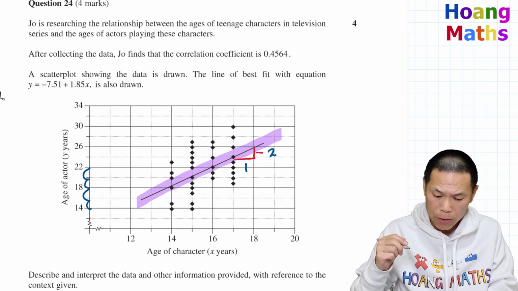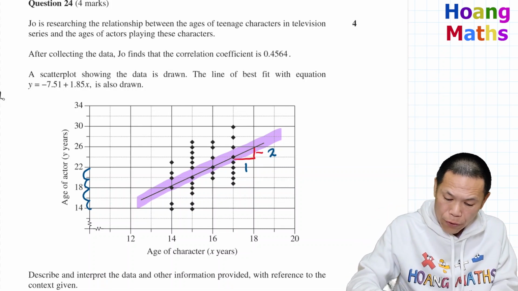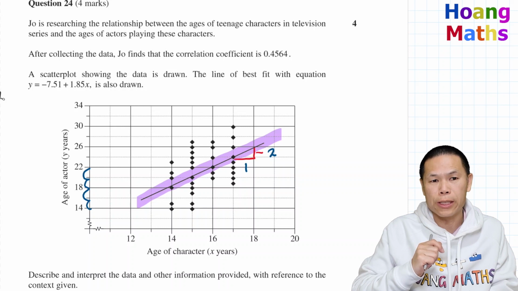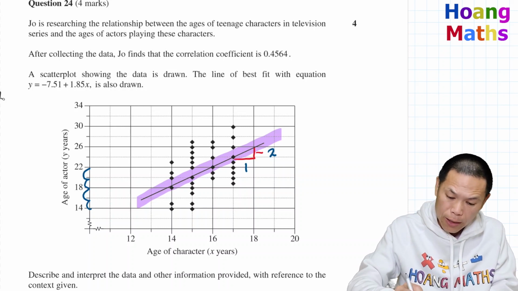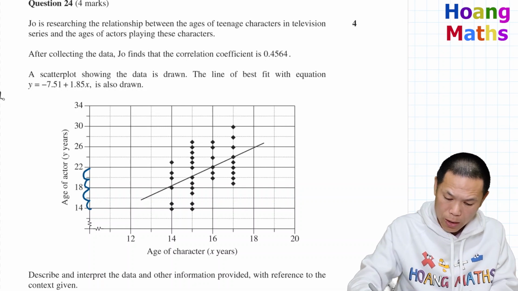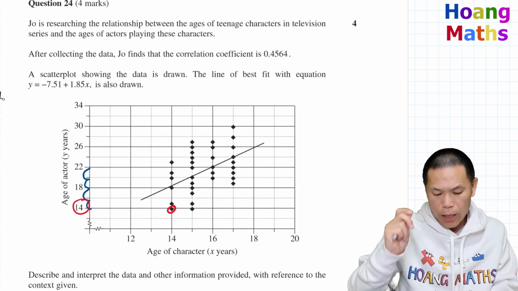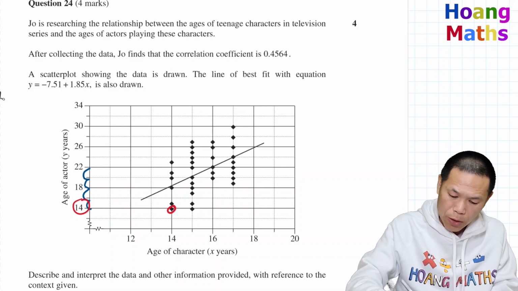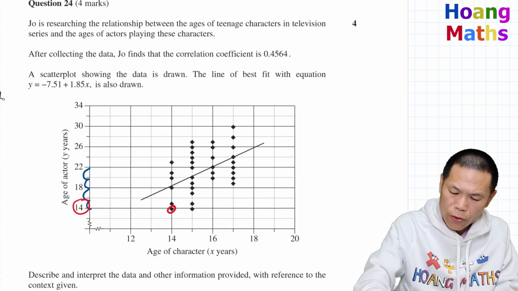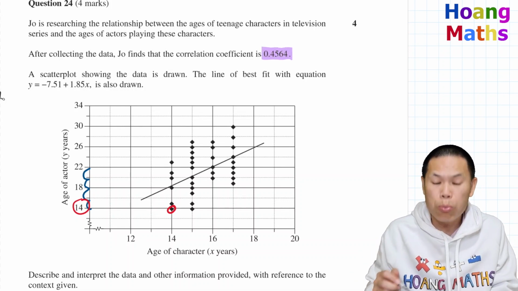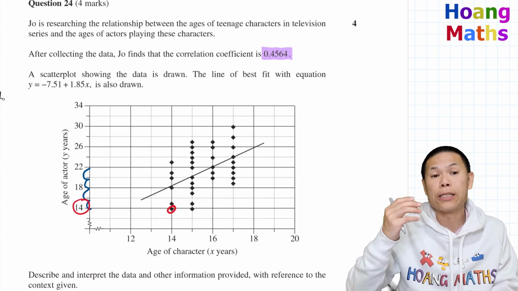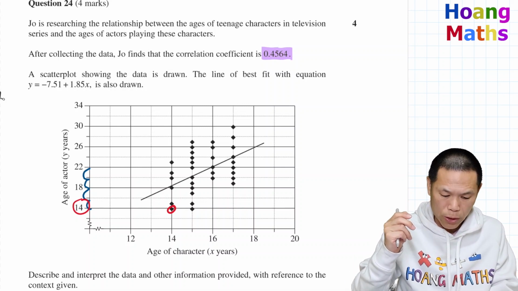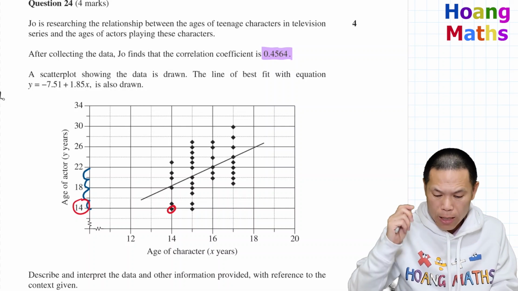So you can say something like, for every increase in the average age of the character, the age of the actor increased by 2 years. Keep that in mind. And then you can mention that the youngest age of the character is matched by the youngest age of the actor, if you like. You can also mention the correlation. The correlation of this is 0.4564. You can describe this as positive, moderate, or positive, weak correlation between the age of the actors and the age of the character.